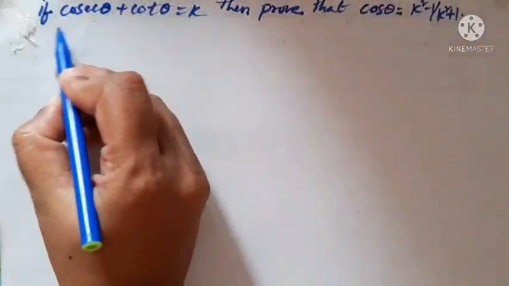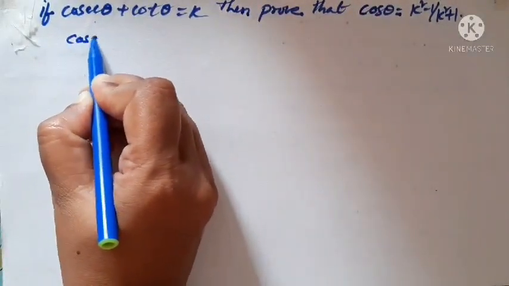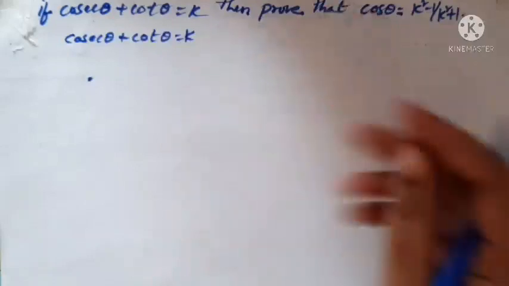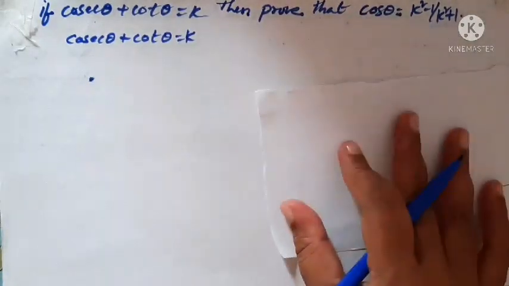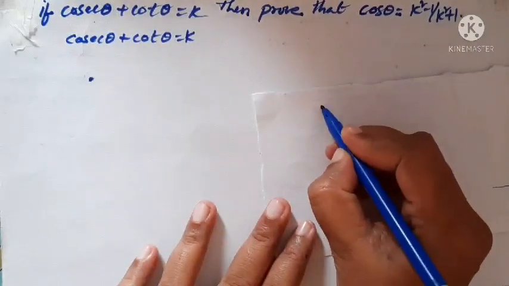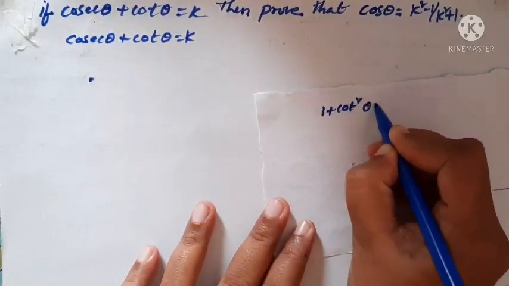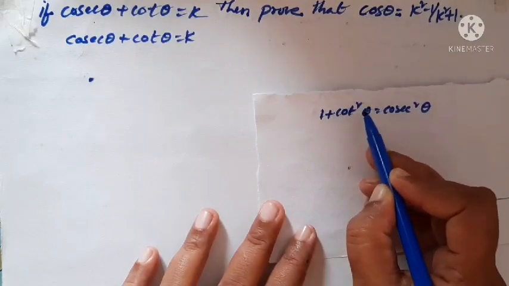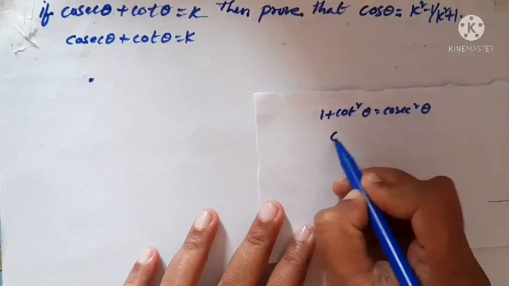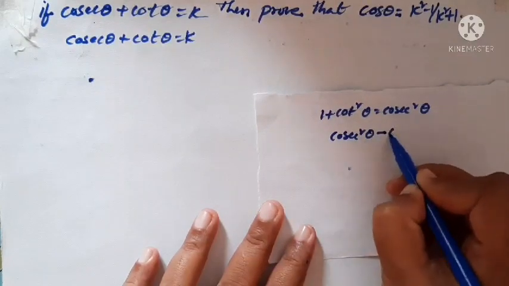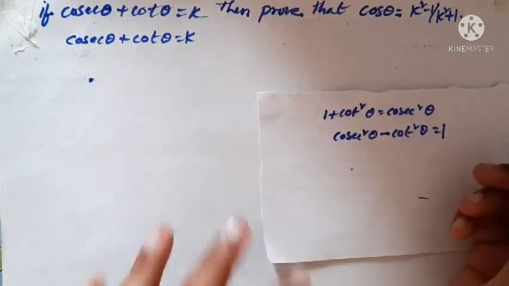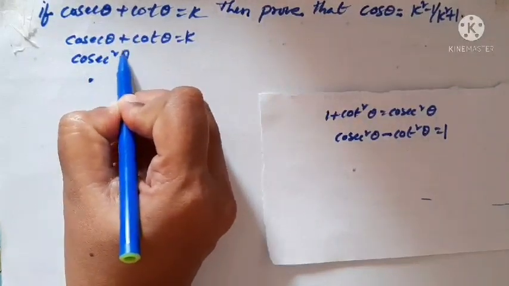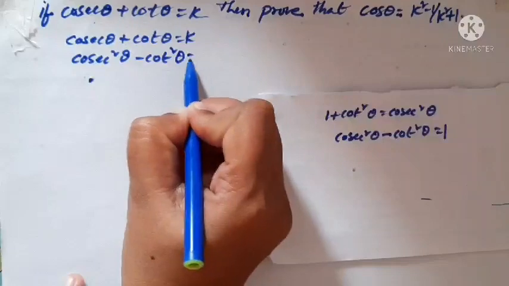Let's start. First we take cosecant theta plus cot theta is equal to k. You know the third trigonometric identity, that is 1 plus cot square theta is equal to cosecant square theta. You have to take cot square theta to the right side. You will get cosecant square theta minus cot square theta is equal to 1. So right here, cosecant square theta minus cot square theta is equal to 1.